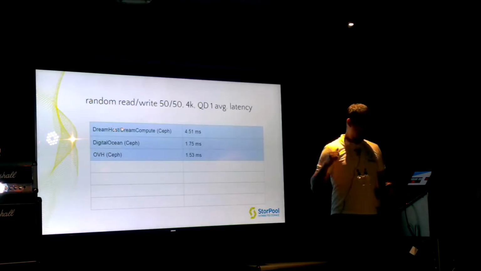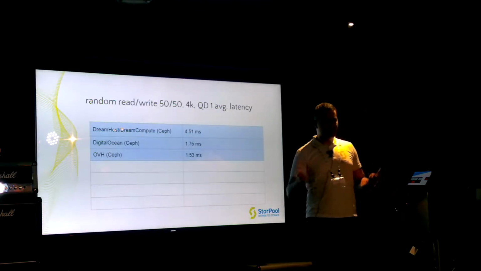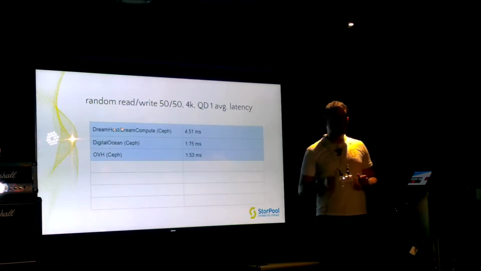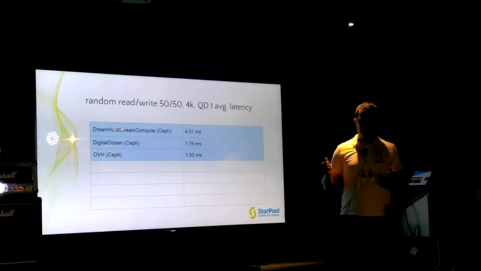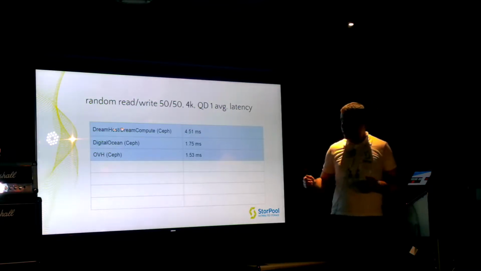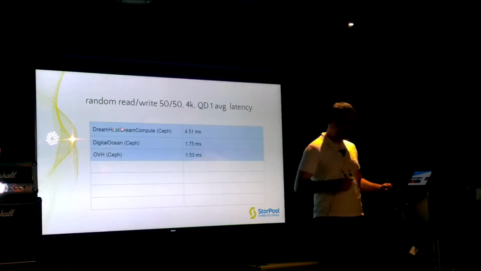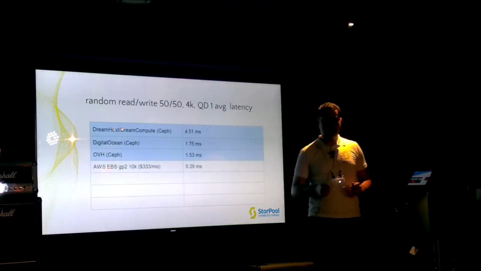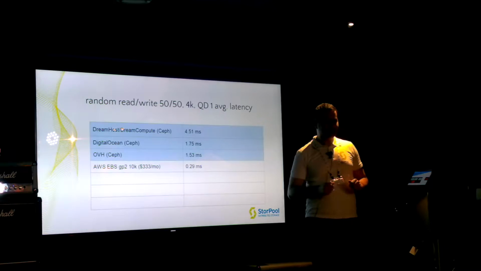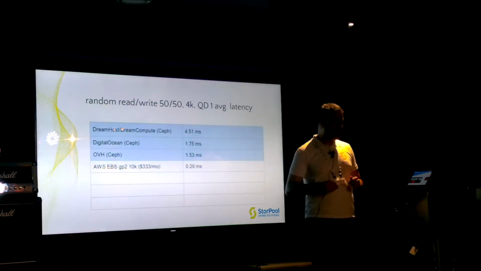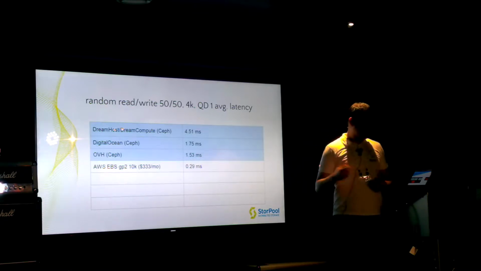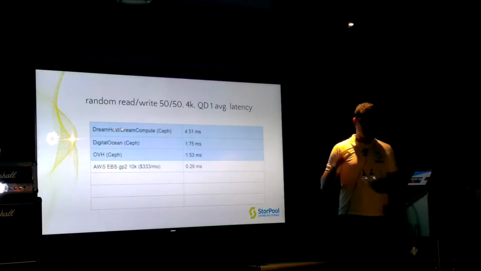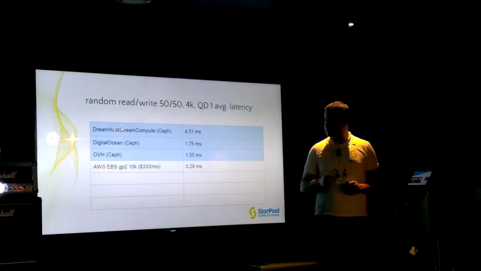So here we've done a measurement across several public clouds to see what is the usual latency that you get from different cloud providers. So we have Dreamhost, DigitalOcean, OVH. And we've compared that to the leader in, or at least the named leader in cloud services, which is AWS in this case. And it has an order of magnitude lower latency than some of the guys.